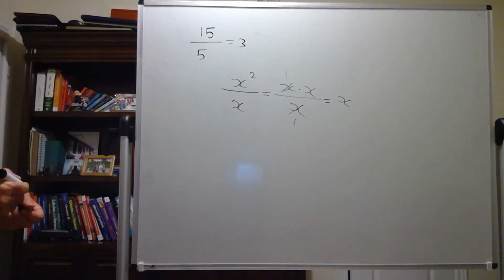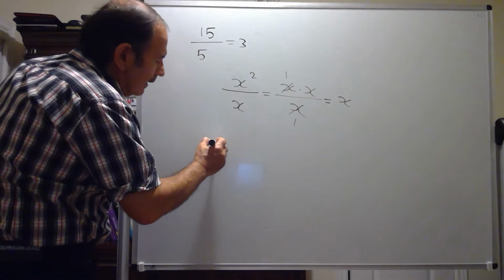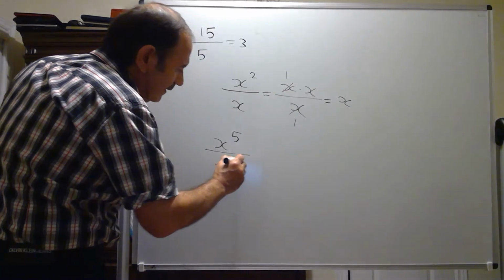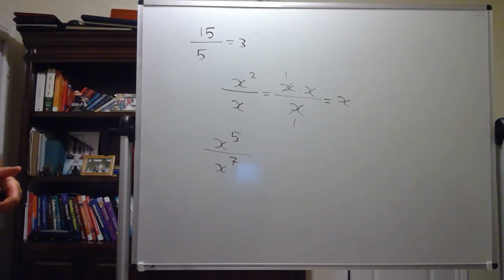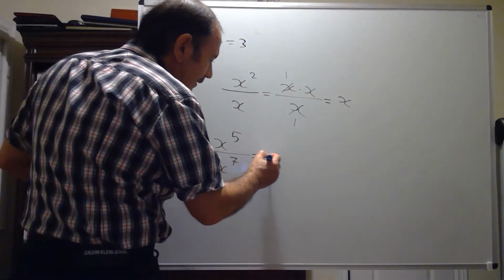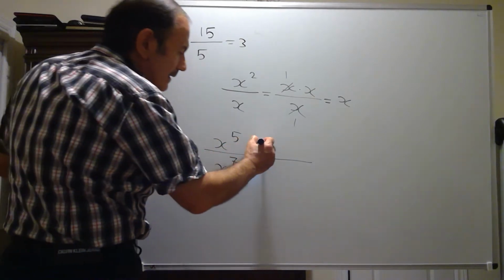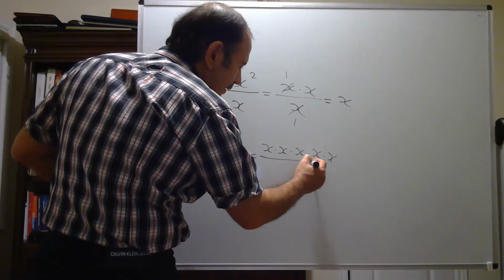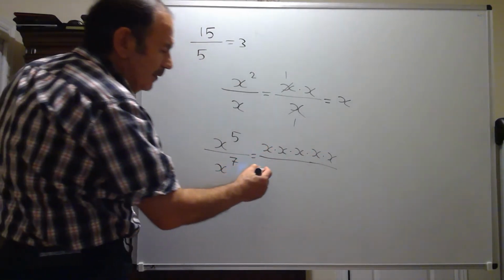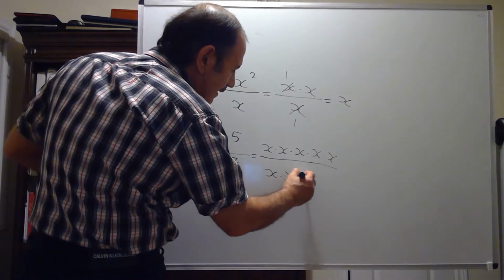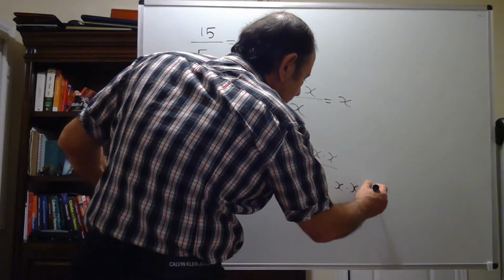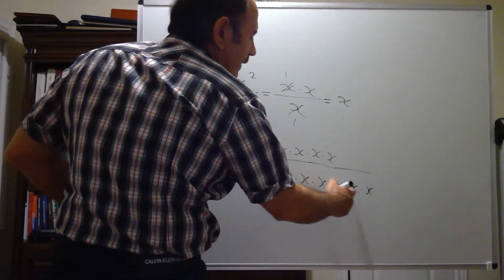Another example of dividing monomial by monomial: x to the power of 5 divided by x to the power of 7. Now, x to the 5 is a monomial, x to the 7 is another monomial. X to the power of 5, I can write as x times x times x times x times x, x multiplied by itself 5 times. X to the power of 7 means x multiplied by itself 7 times. 1, 2, 3, 4, 5, 6, and 7.